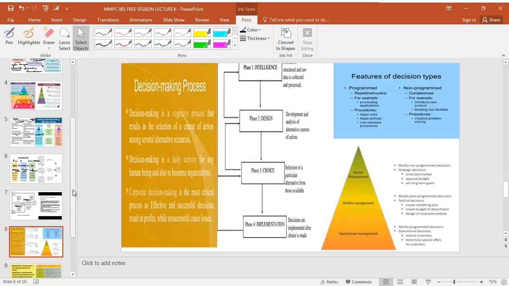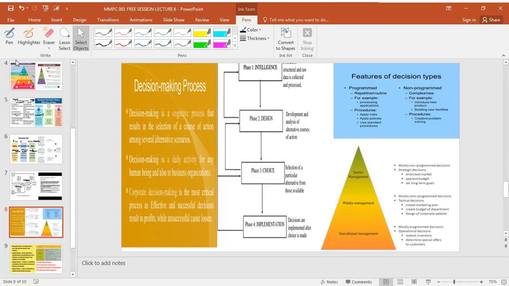Now another important topic coming under block number three is the decision making process. What do you mean by decision making process? The decision making process is a cognitive process, that is, a mental process that results in the selection of a course of action amongst different alternatives. You have different alternatives and out of them you have to choose the best one. So it is decision making. We already know it. Decision making is a daily activity in our life as well as in an organization, and it is happening at all levels.